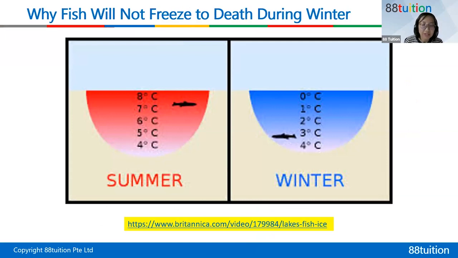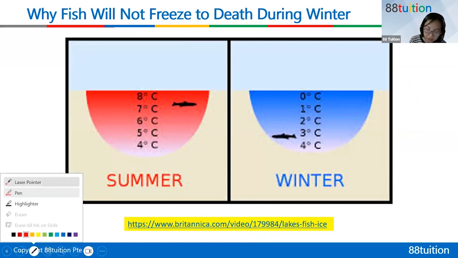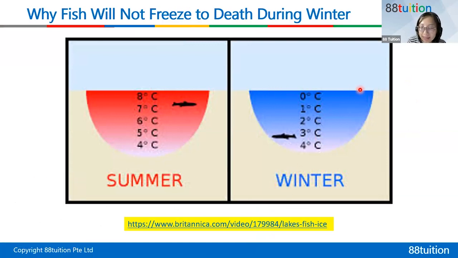So what is happening is the reason why fish will not freeze to death during winter time. If you look at the pointer here, during winter time, the top part is 0 degrees Celsius. That's where you have the ice. Ice is at 0, right? Then this is 1 degree Celsius water. This is 2 degrees Celsius water. This is 3 degrees Celsius water. This is 4 degrees Celsius water. So all these are water except the top layer is ice, because ice will float on water. All right, so ice here, the rest all water.